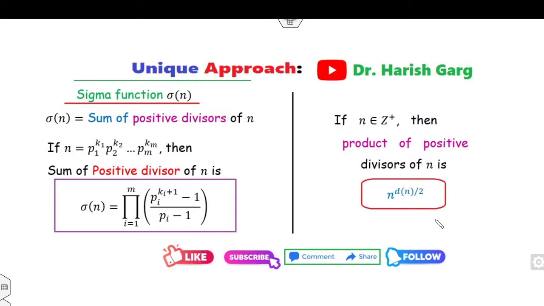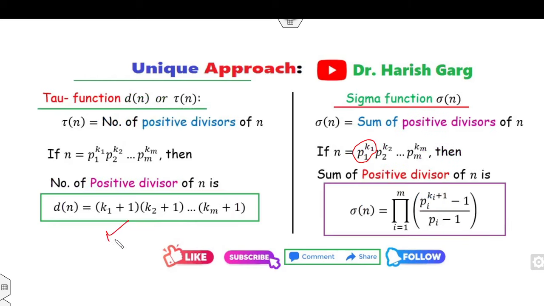If you want to find the product of the positive divisors, instead of the sum you can write it as n raised to power d(n) divided by 2, where d(n) is calculated by this form.